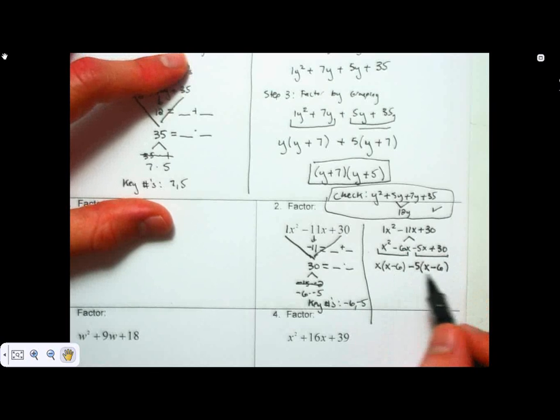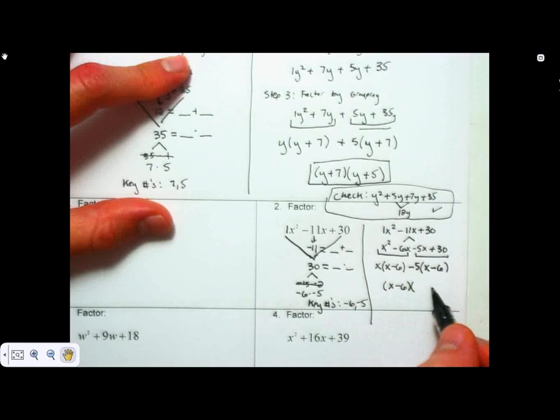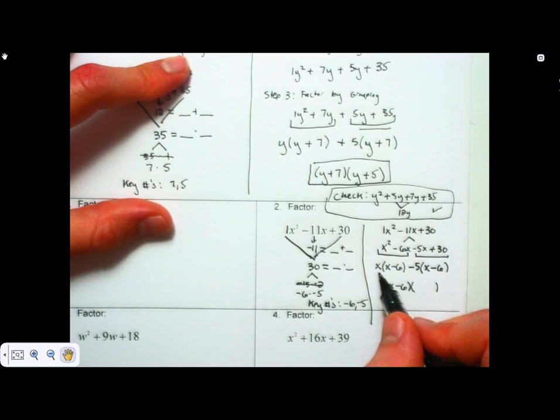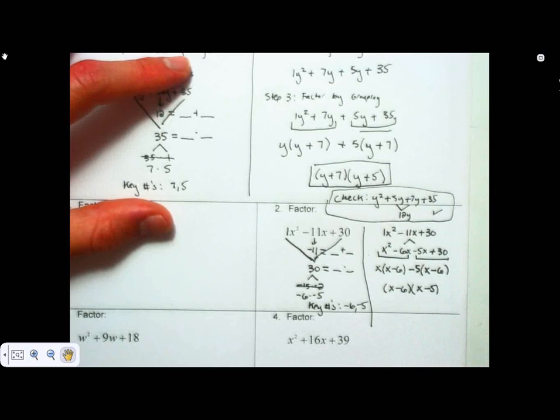So now I've got the groups in common. So my final answer is x minus 6. That's my common group. So that's the factor that leads us off. And then the second factor is going to be made up of my leftovers, which is x minus 5. And that's my answer.